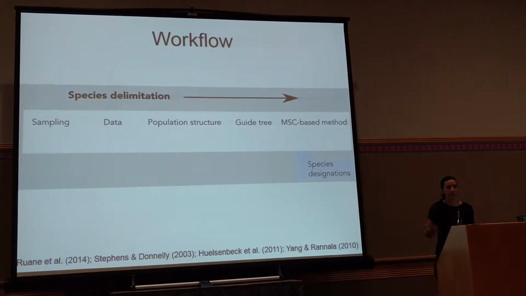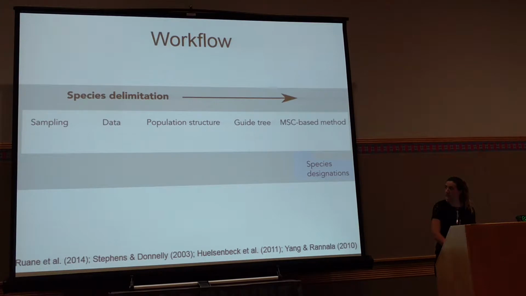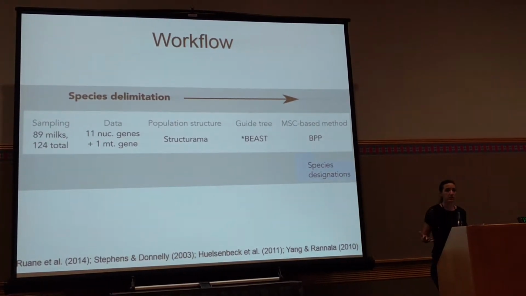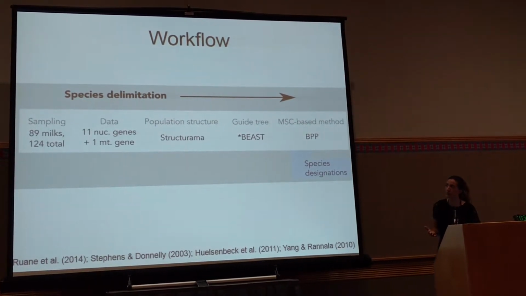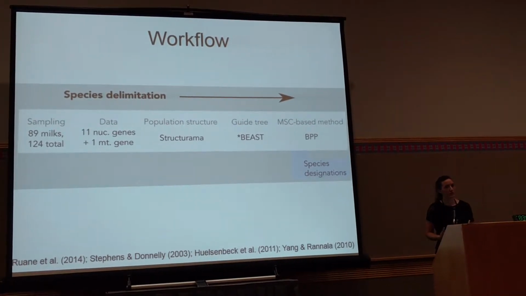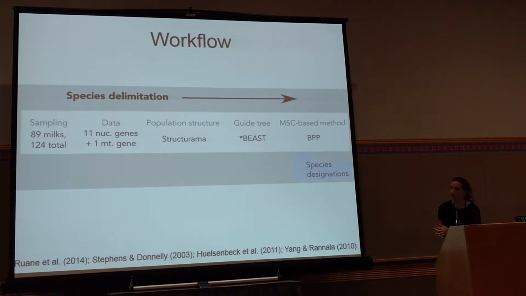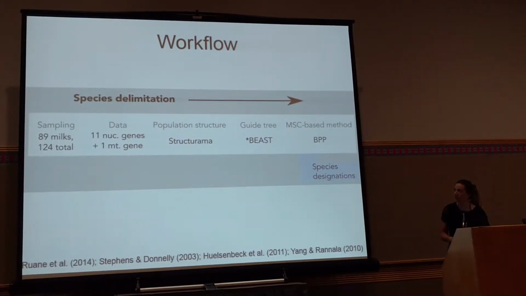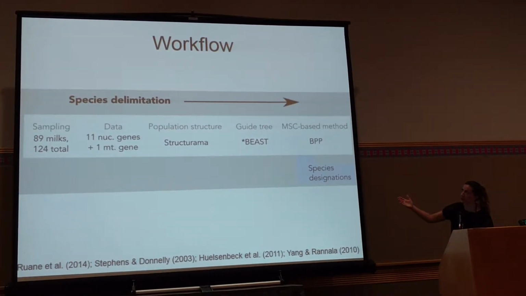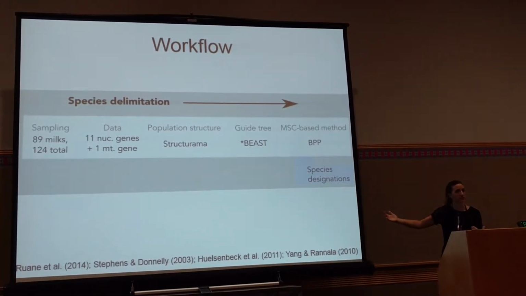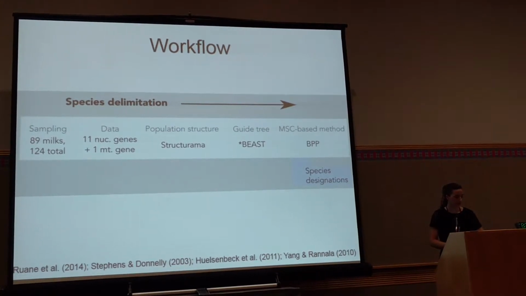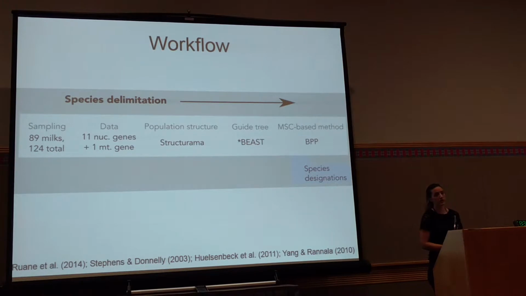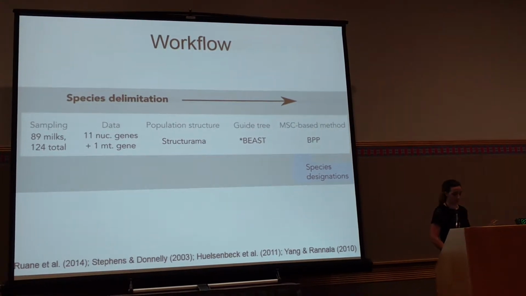So Ruane et al., for their workflow, I'm just going to show you a bit of what they did. They included milksnakes and also other members within the genus, as well as a couple outgroups. For their data, it was mostly nuclear genes with one mitochondrial gene. Their population structure program was Structurama. I'll get into that in 1 second. They generated guide trees and used BPP, as I mentioned, as their MSC-based method. It was mostly from BPP that they made their species-level designations, but not primarily.